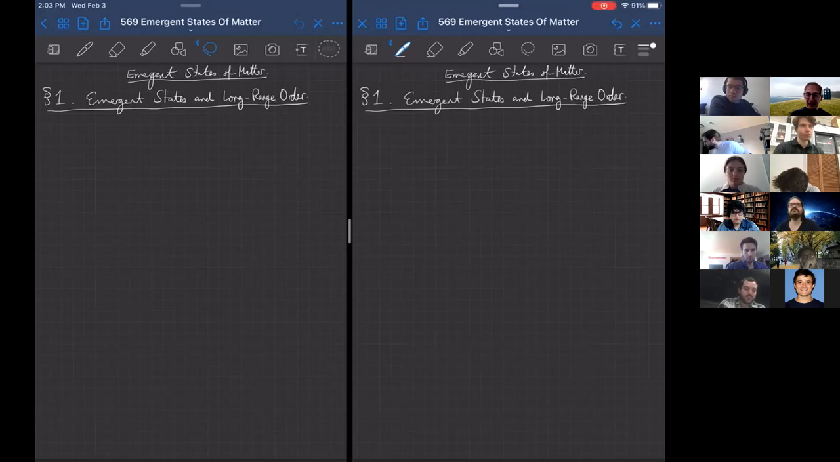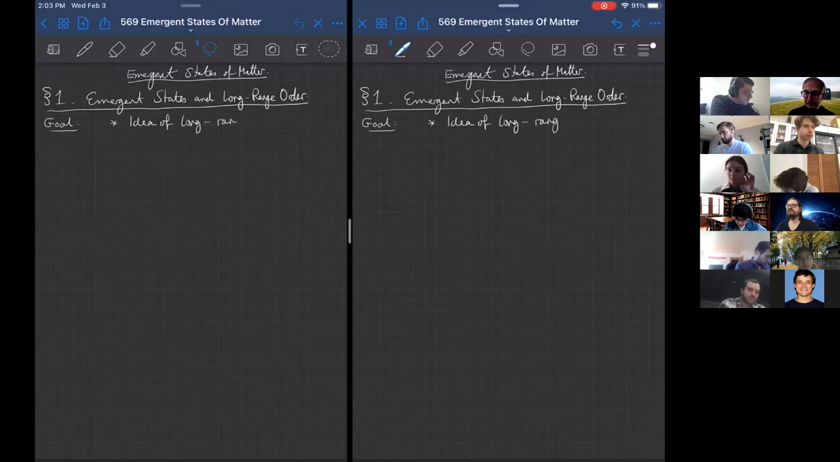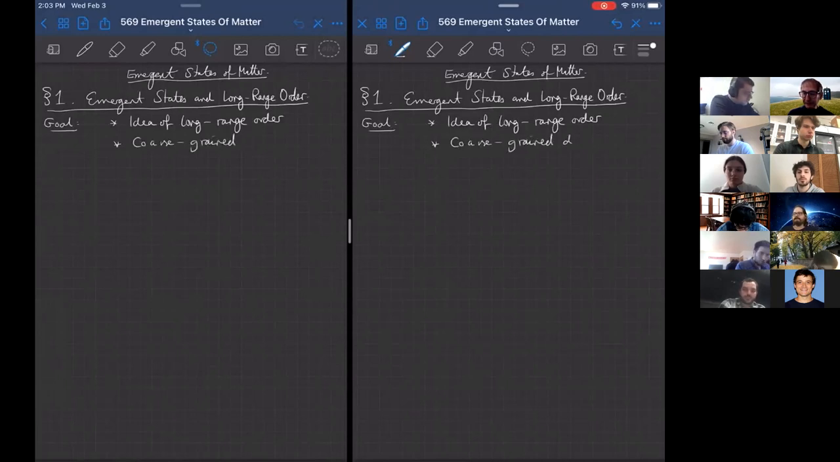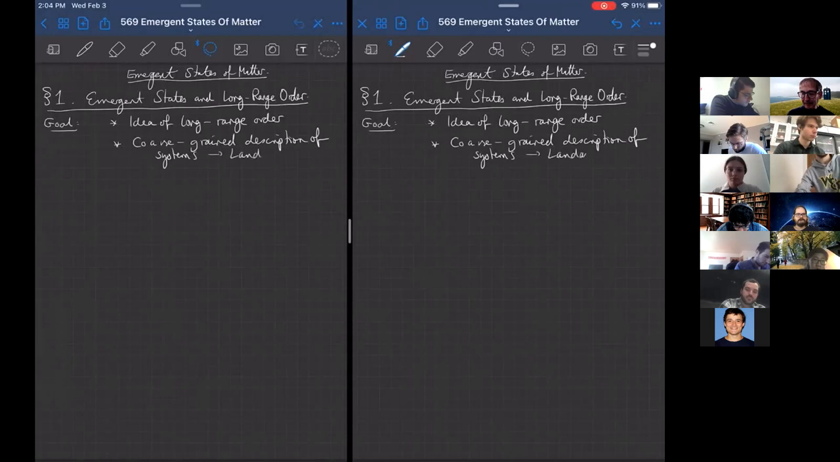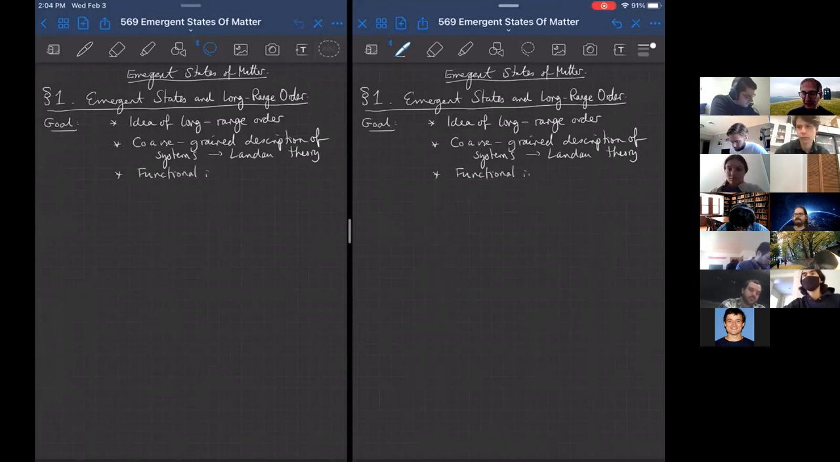So let me just start off by saying what the goal of this section is. What we want to introduce is the idea of long-range order. I want to relate that to the idea of coarse-grained descriptions of systems. And that's going to take us to something that's called Landau theory. I want to introduce some basic technical tools. So we're going to talk about functional integration, which sounds fancy, but it's really very simple.